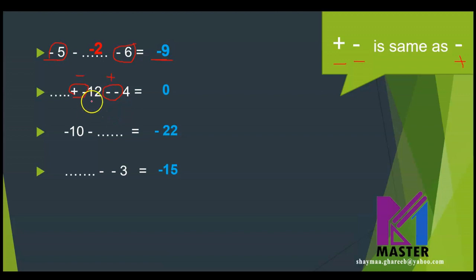So first, let's start doing the minus 12 plus 4. I can consider it negative 12 plus 4. Negative 12 plus 4 gives, yes, negative 8. So what number minus 8 gives 0? It will be number 8, of course. Now let's go to the next example.